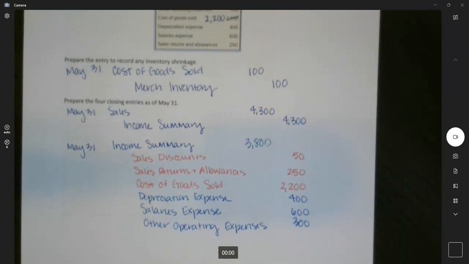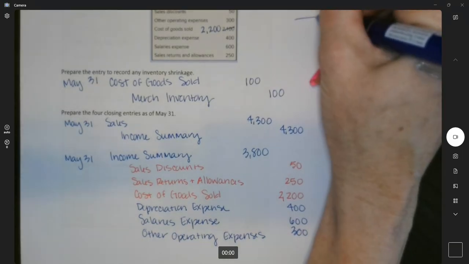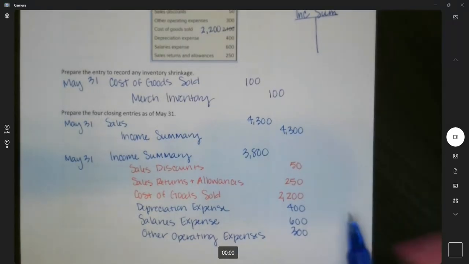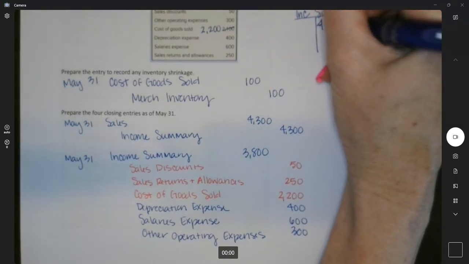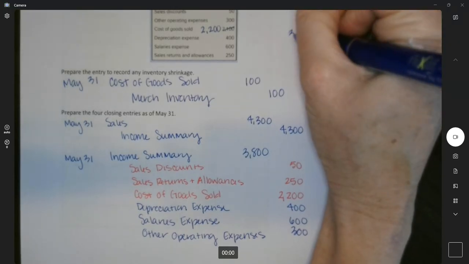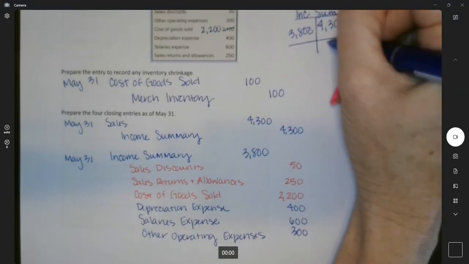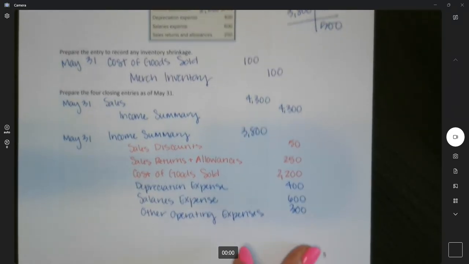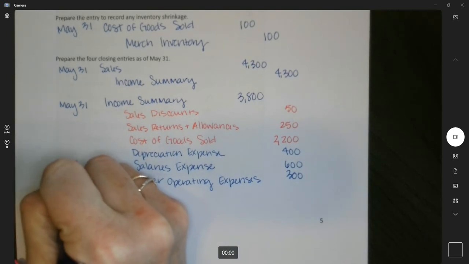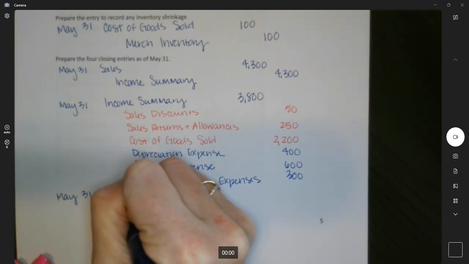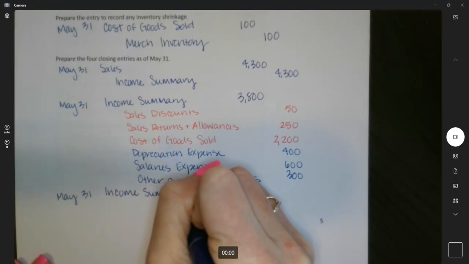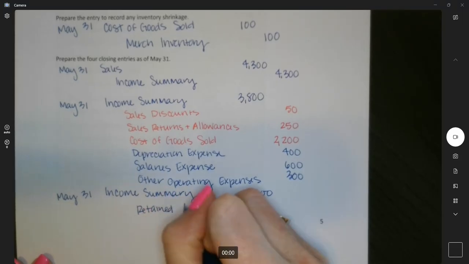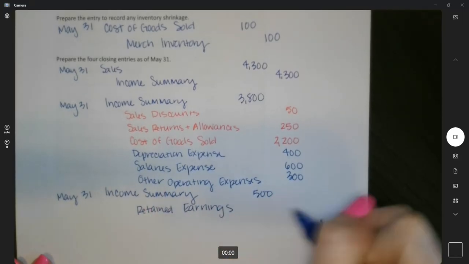I'm going to scoot this back down just so that we can update our income summary T account so that we know what to close that out for. We credited the account $4,300. We debited it $3,800. So our ending balance here is going to be 500. I'm going to close out the income summary account now. May 31st. Debit to income summary 500. Credit to retained earnings 500.